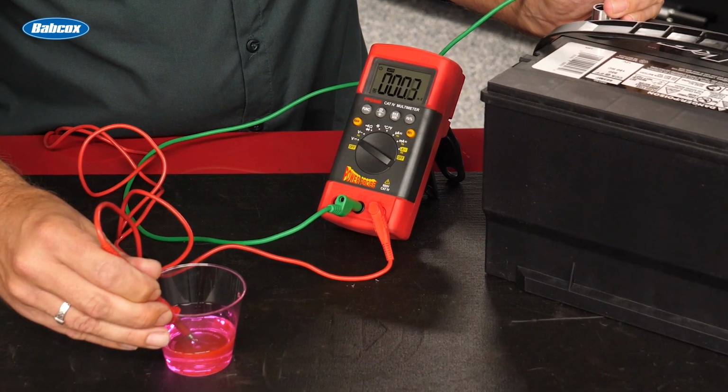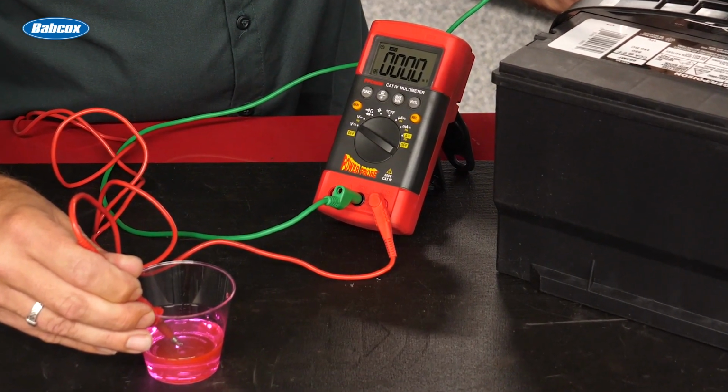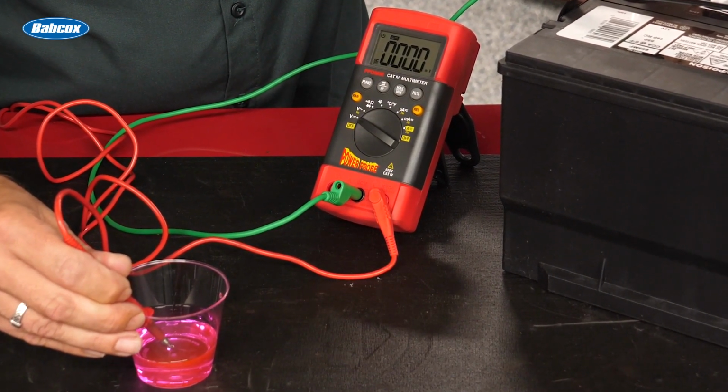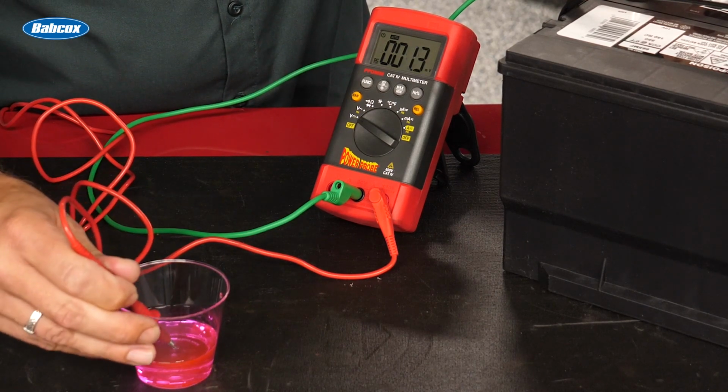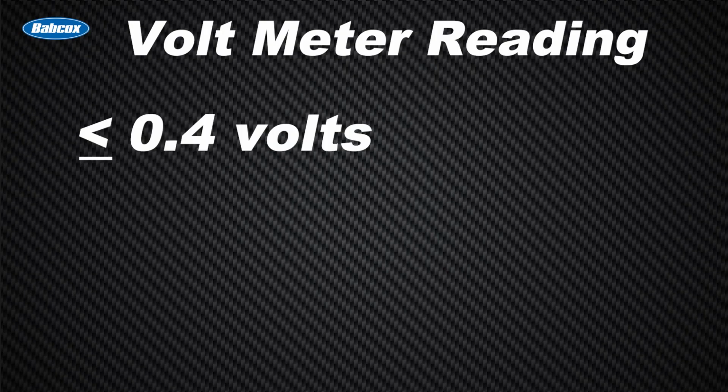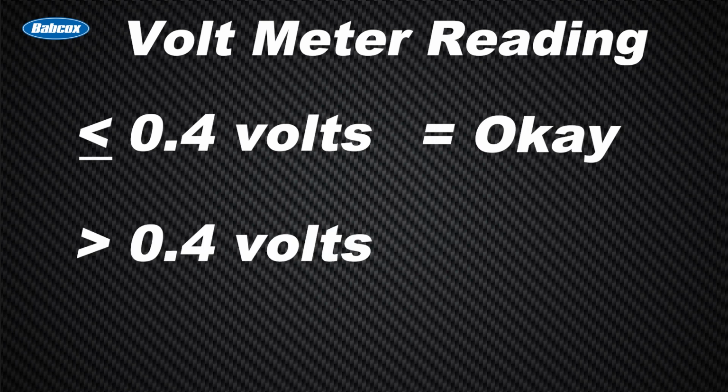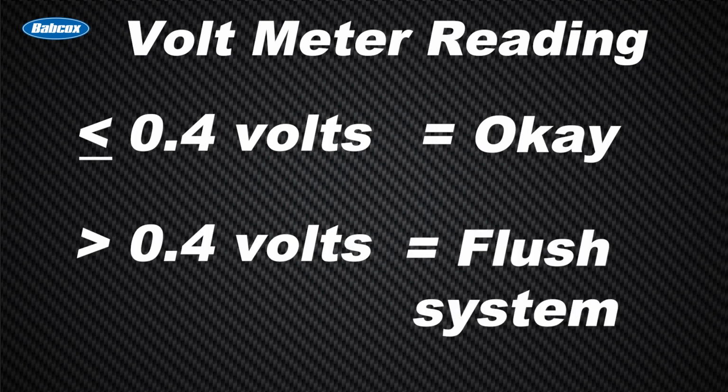Both AC and DC voltages must be checked. Vehicles normally have DC voltages. However, a faulty engine block heater or faulty diode in the alternator can produce AC voltages. If the voltmeter shows less than or equal to 0.4 volt, it is okay. If it's greater than 0.4 volt, then flush the cooling system thoroughly.